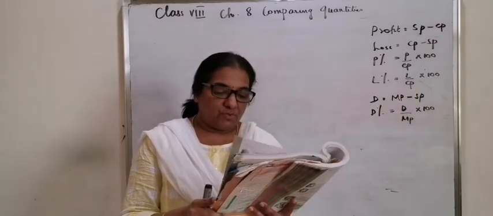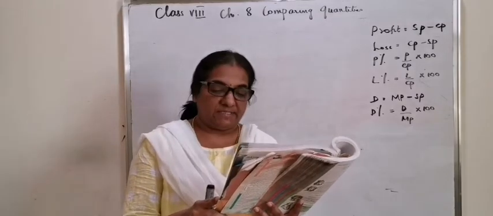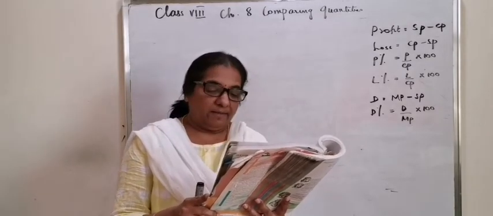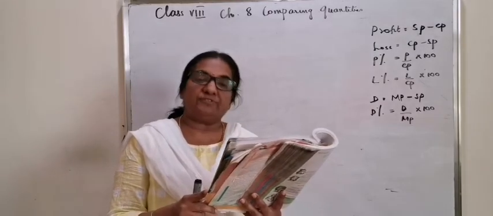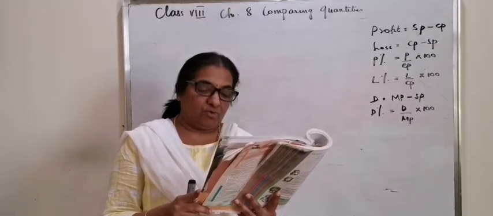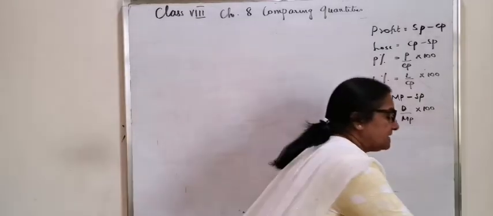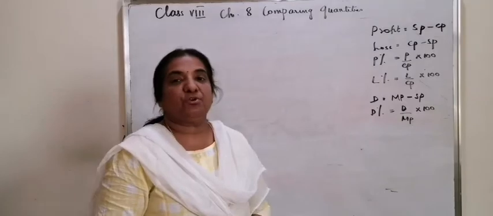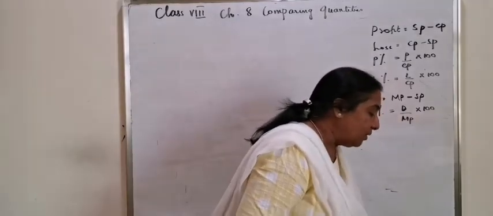A milkman sold 2 of his buffaloes for rupees 20,000 each. On one, he made a gain of 5% and on the other, he made a loss of 10%. Find his overall gain or loss. They did not ask you the percentage, so you have to just find out what is the overall gain or loss. So let's divide into two parts.